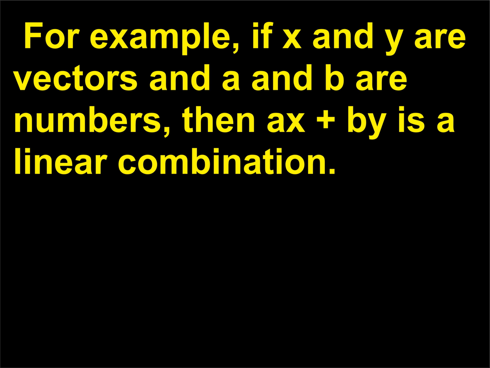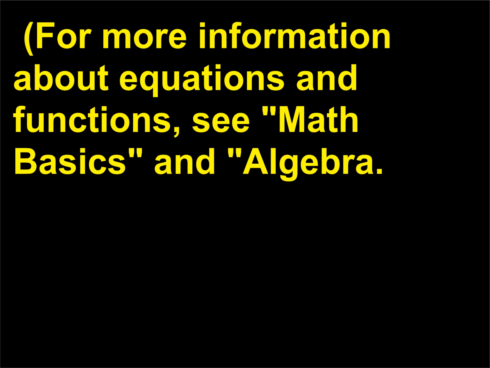For example, if x and y are vectors and a and b are numbers, then ax + by is a linear combination. For more information about equations and functions, see Math Basics and Algebra.